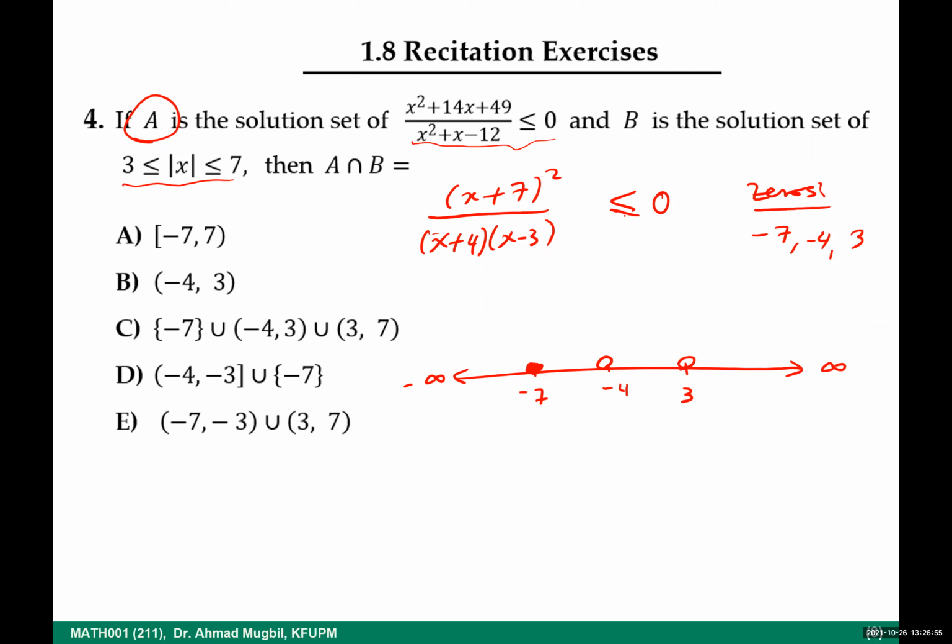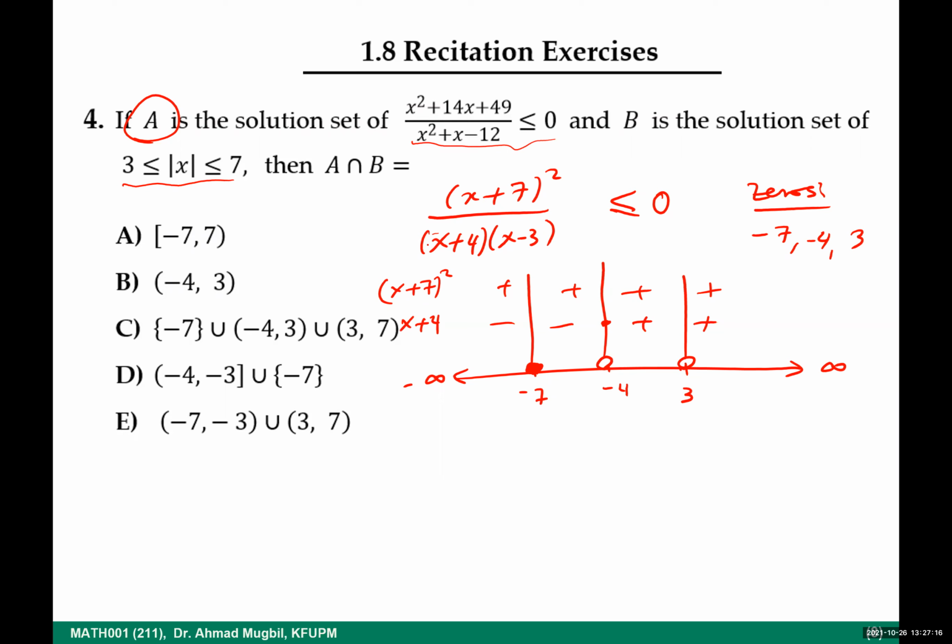If we don't have equal, it will be open. Excellent. Now we will write our factors. The first factor is (x + 7) all squared. Positive always, don't worry about it. x + 4 will be 0 here. After that, positive.